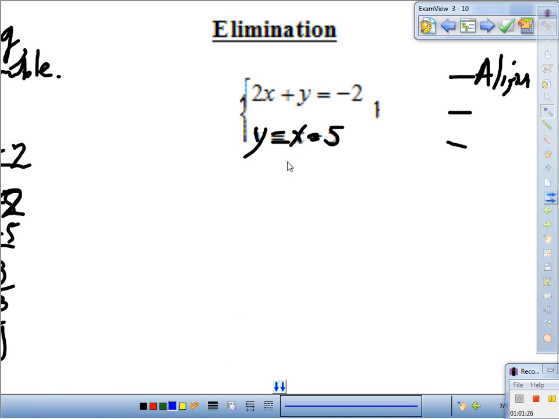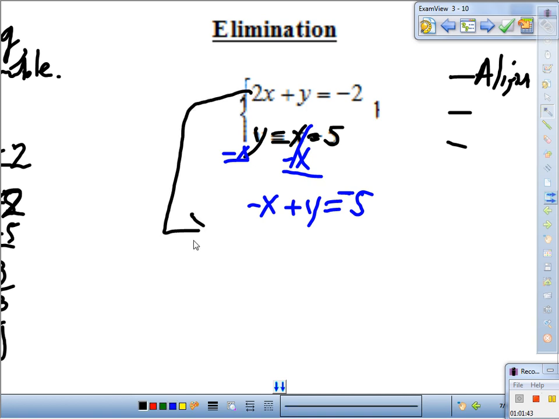So the x, so we subtract x. So my new equation is negative x plus y equals 5. And I bring down the, is it 5 or negative 5? Negative 5. I bring down the other equation, and I write it down here. 2x plus y equals negative 2. All right, so first thing is align.